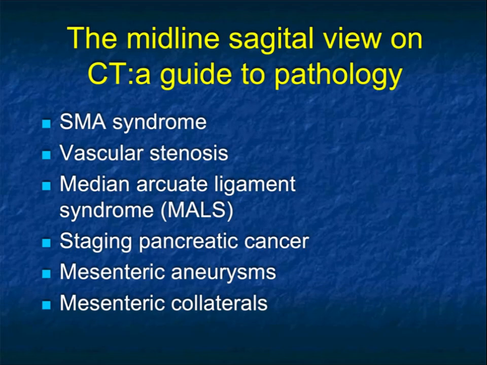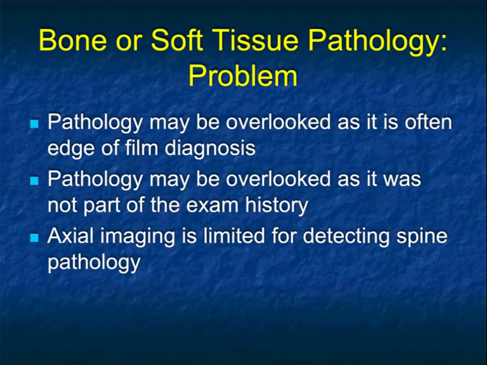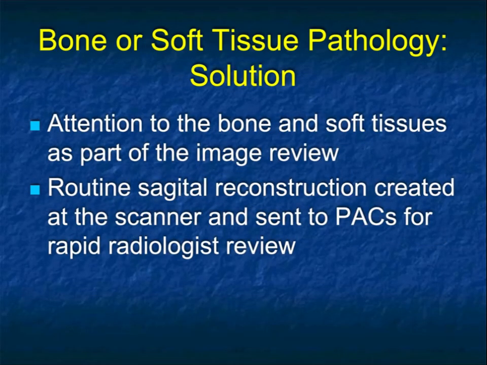That midline sagittal view is critical, be it SMA syndrome, be it vascular stenosis, be it median arcuate ligament syndrome, be it staging tumors like pancreatic cancer, looking for mesenteric aneurysms, or looking at collateral flow. Now, that same concept of looking at the sagittal view comes up again when looking at bones or soft tissue. Pathology may be overlooked, as it is often at the edge of the film diagnosis, but also particularly spinal pathology doesn't show well on the axial views.